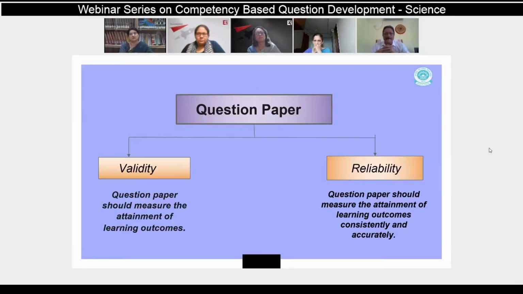So when we talk about, let's say, the term 1 assessment examination, if the learning outcomes of the science curriculum for term 1 are being addressed by a particular question paper, then the question paper is valid.